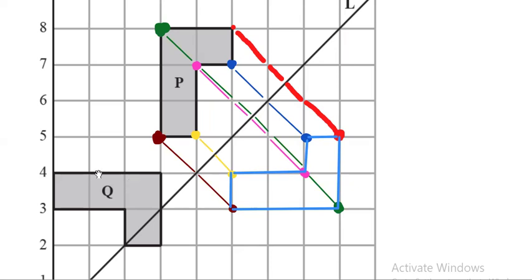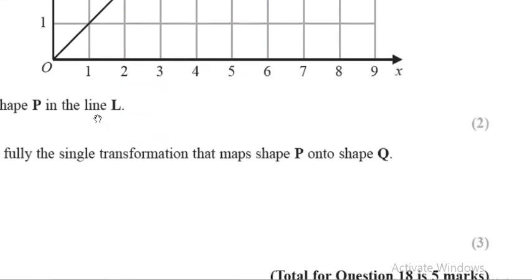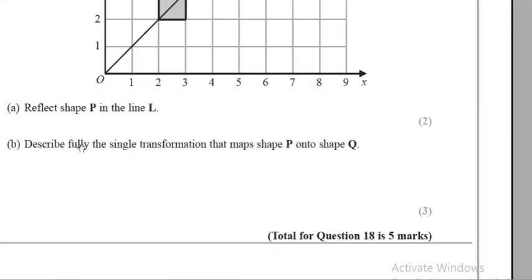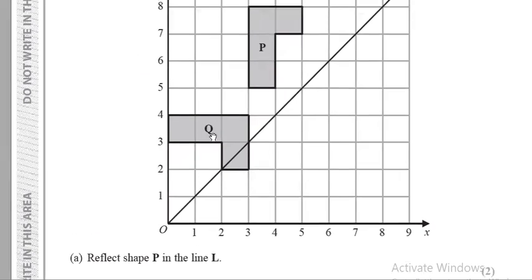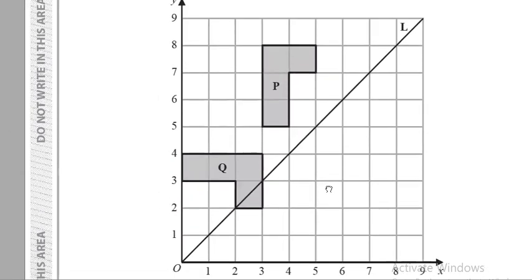Now let's remove all of these and find the answer for the other question. The other question says, find or describe fully the single transformation that maps shape P onto shape Q. So this means how did P become Q? Now let's take a look at these two shapes. We have P and Q here.